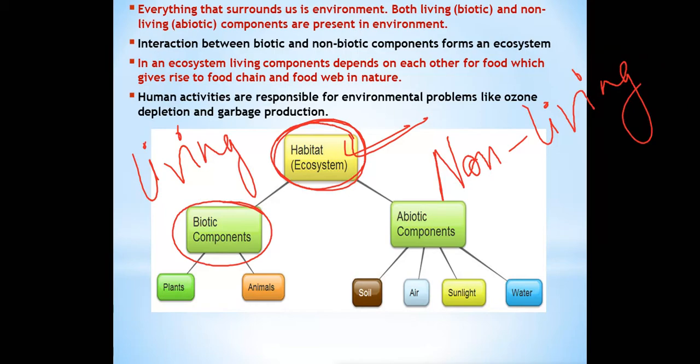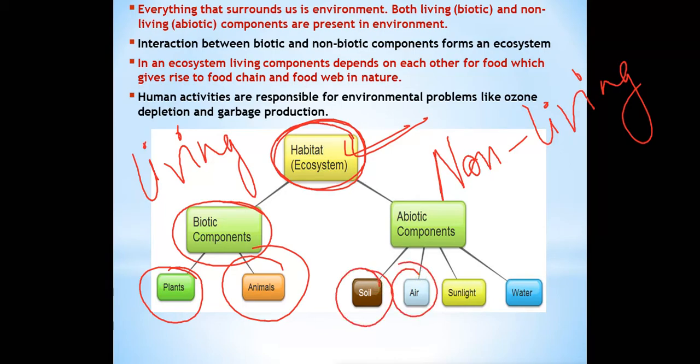In the living component, or biotic component, plants are there, animals are there. And in the abiotic component, soil is there, air is there, sunlight is there, water is there. So interaction between living and non-living components forms an ecosystem. If this question comes, it will come for 1 mark. What is an ecosystem? You'll say, interaction between living and non-living components is called an ecosystem.